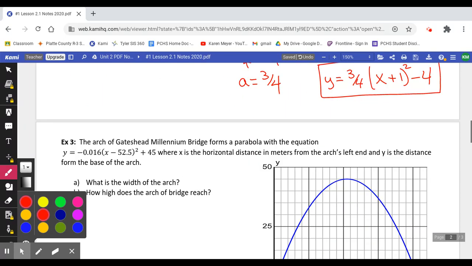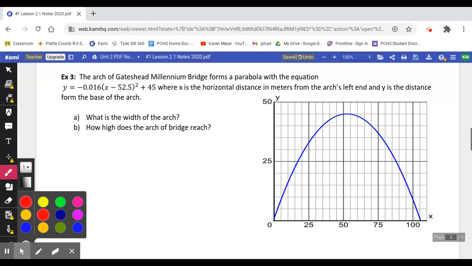Okay. Last thing we're going to talk about here is I'm going to give you some word problems, and I'll also supply you with a picture of the graph. And what we have to do is look at the graph and interpret what the questions are asking me to answer. On the first one, we're looking at an arch of a bridge, and they give you the equation. They tell you x is the horizontal distance in meters, and y is the distance from the base of the arch.